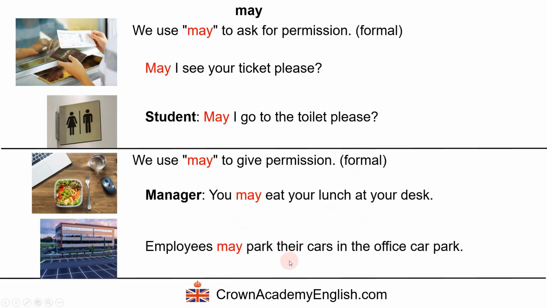And employees may park their cars in the office car park. So this looks like a sentence. This is something perhaps that a manager would write in an email, or maybe it's on a sign in the staff room. Okay, employees may park their cars in the office car park. So employees have permission to park their cars in the office car park. So we have the subject, and this is going to be the third person plural. Employees, may is the modal, and park is the base form of the verb.